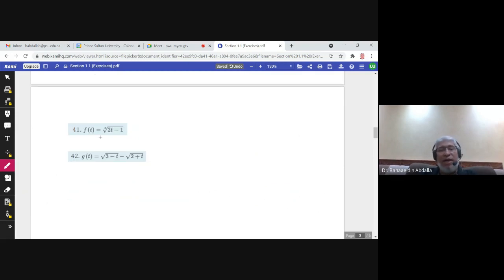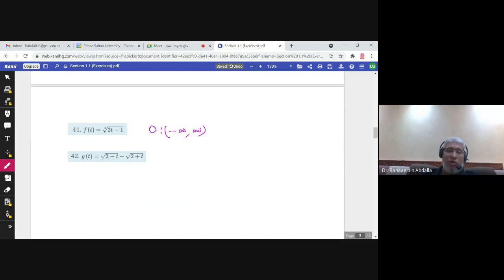Now here I have a cube root. With the cube root, there is no problem. Cube root of negative 1 is negative 1. So we could have negative numbers inside the cube root or positive numbers. So all numbers are possible for t. So the domain here consists of the set of all real numbers. We don't have any problem with any number.